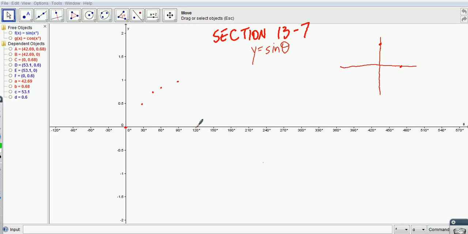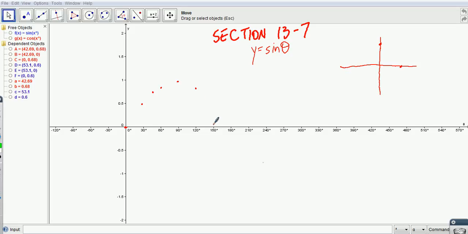Let's go 120. Look on your thing. What's 120? The sine of 120. Square root of 3 over 2, which is 0.86. And if you look at this, you can kind of see the relationships. Do you see that? It's a mirror image with the other side, except it's going the other way. Does that make sense? All right.